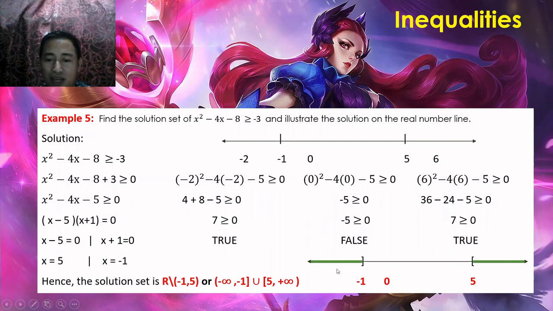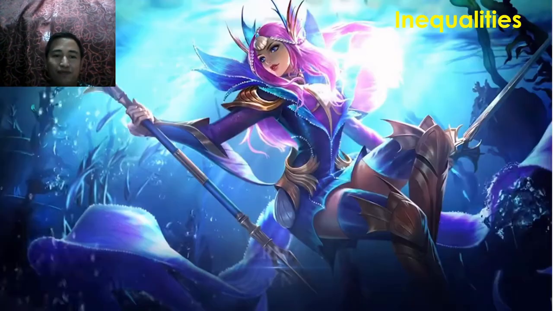So to illustrate it on the real number line: from negative 1 to negative infinity, and then 5 to positive infinity. So the interval in the middle is not included. The interval here from negative 1 to 5 is false.